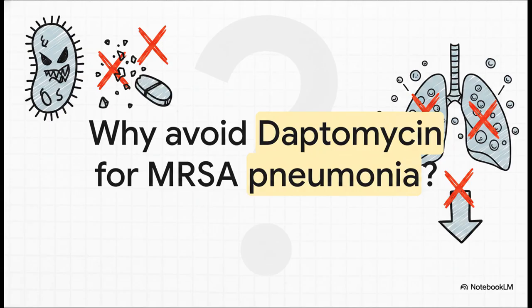A patient has MRSA pneumonia. Why is daptomycin strictly contraindicated for this infection? Pause for a second and think. The answer is that daptomycin is physically inactivated by lung surfactant. It will simply not work in the lungs. No matter how susceptible that MRSA isolate looks on paper, daptomycin cannot be used to treat pneumonia. Keep that locked in your memory.